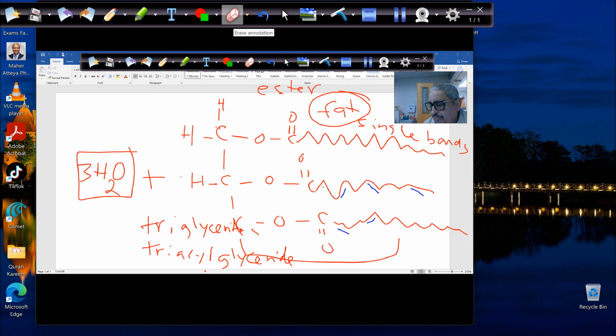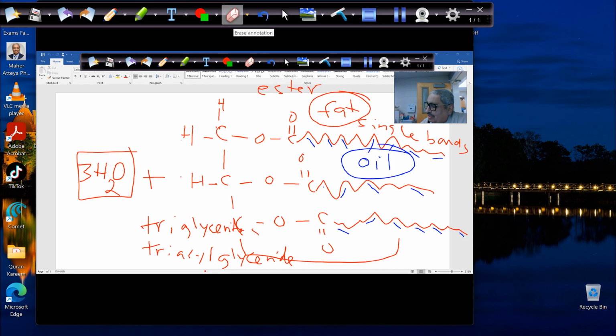If you have the three carboxylic acids with no double bond, this is fat. But if you introduce double bonds to this carbon chain, then you speak about what? You speak about oil. Now when you add carboxylic acid with double bonds, this is called oil. And oils are liquid at room temperature.